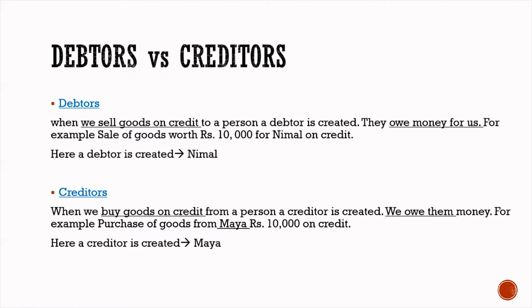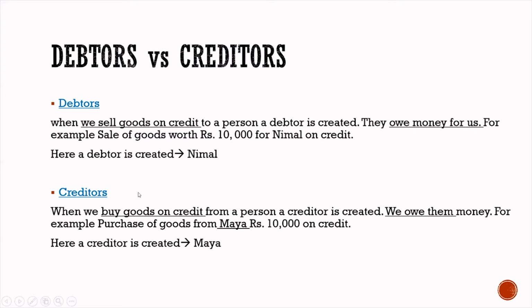And what will happen if we are the ones buying goods on credit? If there are suppliers and we are buying goods from them, or raw materials and other supplies, with the intention of paying them in future, without paying them at the moment of the transaction, then they are our creditors. Those who supply us goods on credit, we owe them money, so they are called creditors.